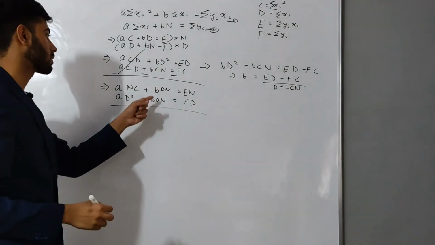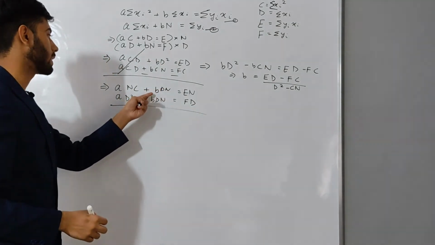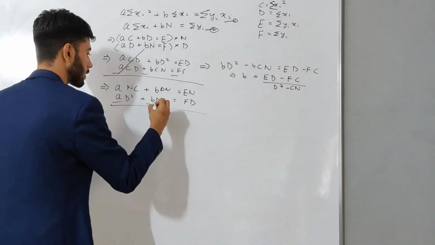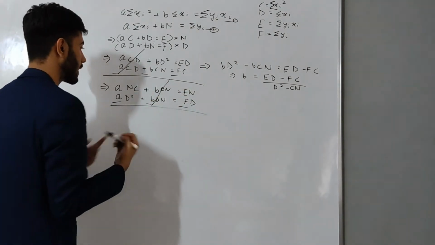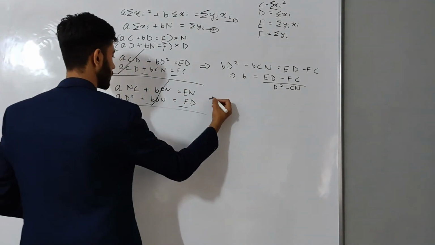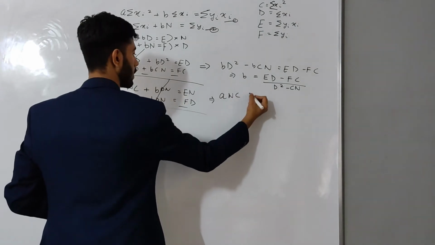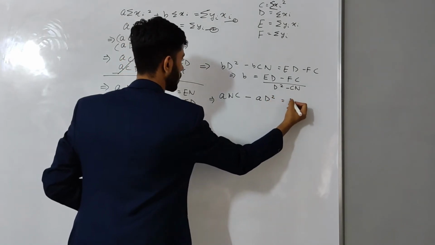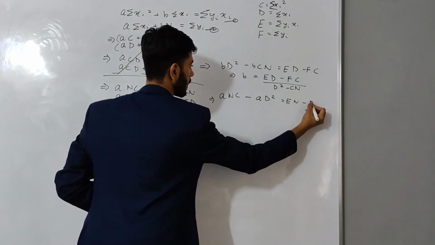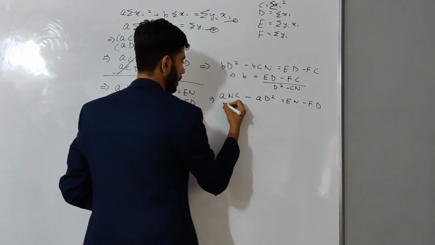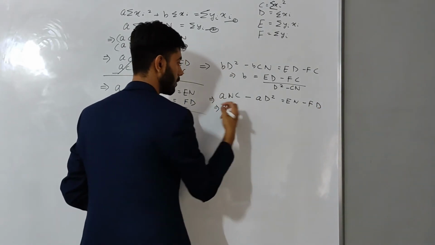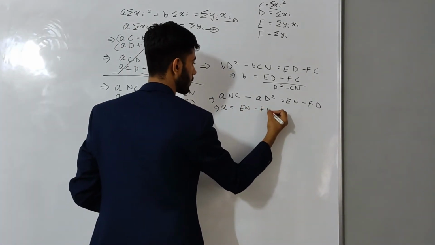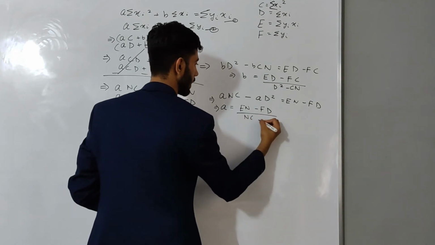Now I have the terms containing b equal in both the equations. So I am going to subtract the second equation from the first one, so that these terms get cancelled, and the new equation that I am going to get is anc minus ad square is equal to en minus fd. I will take a common, and I'm going to transpose the rest of the terms to the right hand side. So the new equation looks like this.